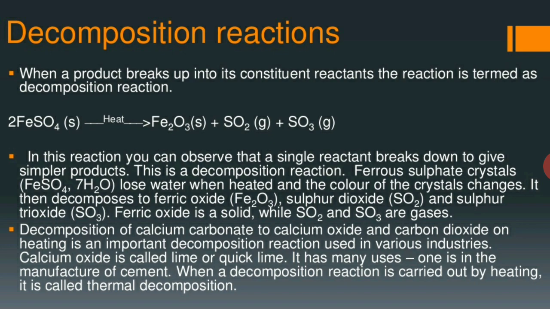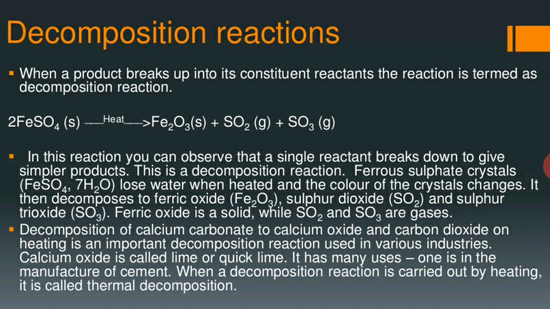For example, when you heat ferrous sulfate crystals or ferrous sulfate salt, it splits into three different products. It splits into ferric oxide, sulfur dioxide, and sulfur trioxide. In this reaction, you can observe that a single reactant breaks down to give simpler products. This is a decomposition reaction. So the reaction in which a single reactant breaks down to give simpler products is called a decomposition reaction.